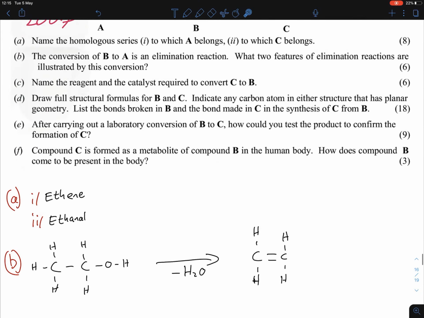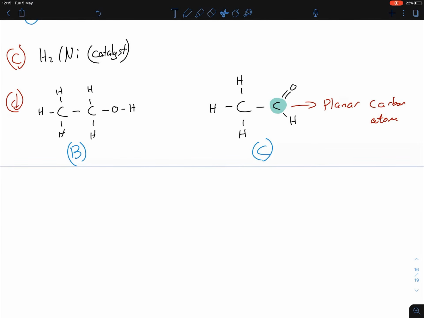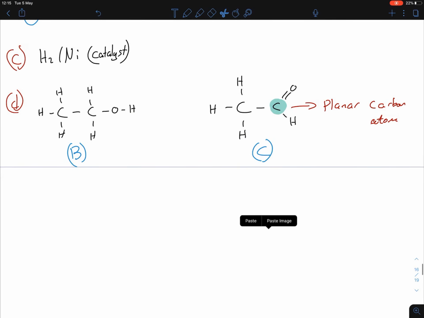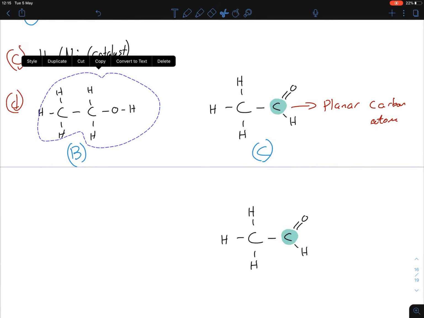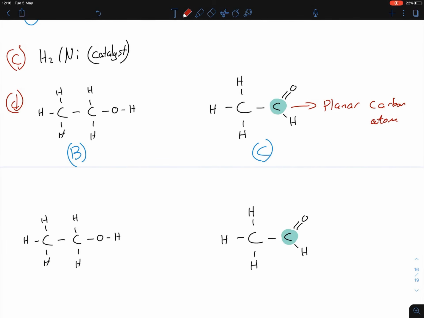Okay, list the bonds broken in B and the bond made in C in the synthesis of C from B. So we're making C. What was C? The aldehyde. So I'm actually going to redraw this again over here. And again, that was just the way it was worded. It was poorly worded, but we have enough to be doing than trying to figure out what the question actually means.